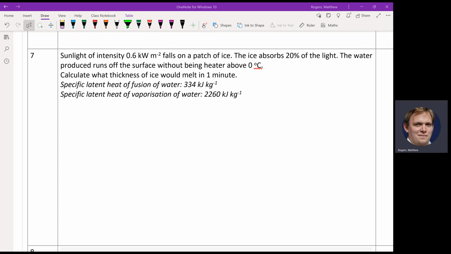Question 7. Sunlight of intensity 0.6 kilowatts per meter squared falls on a patch of ice. The ice absorbs 20% of the light. The water produced runs off the surface without being heated above 0 degrees Celsius. Calculate what thickness of ice would melt in 1 minute.